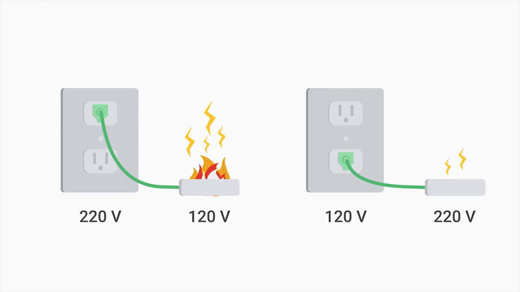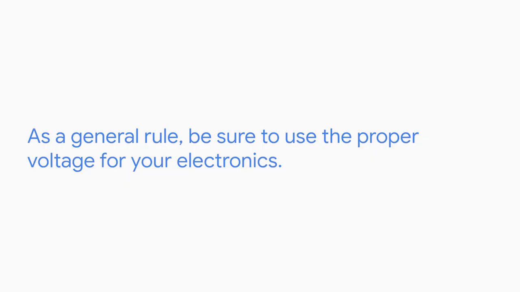I would still be able to get electricity, but slowly. This would be similar to if a water tank was only half pressurized. It would draw water, but slowly. In some cases though, this can deteriorate the performance of the device and cause damage in the long term. As a general rule, be sure to use the proper voltage for your electronics.